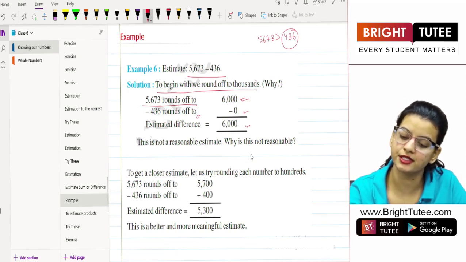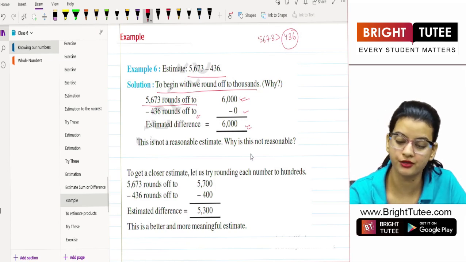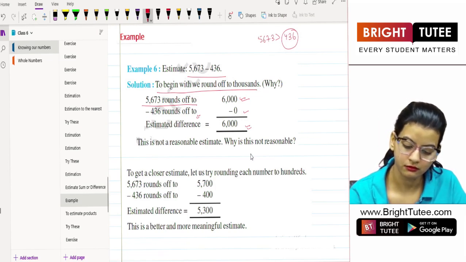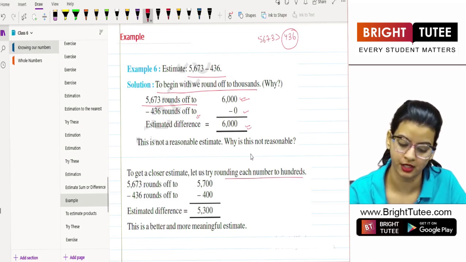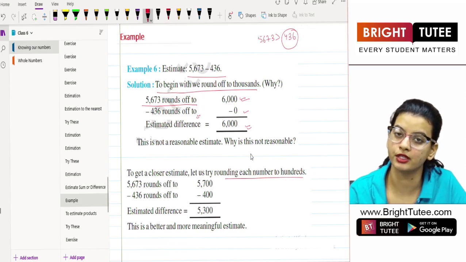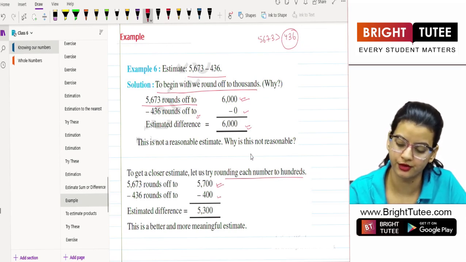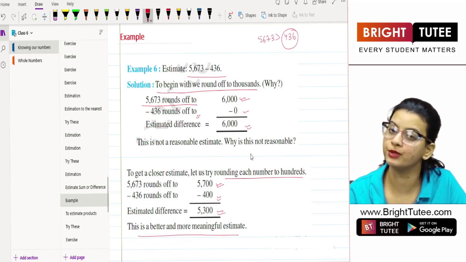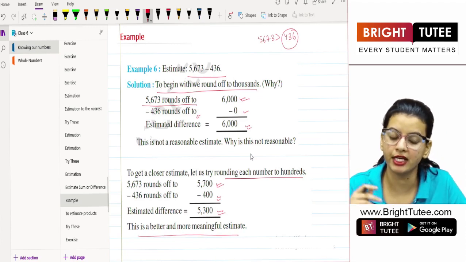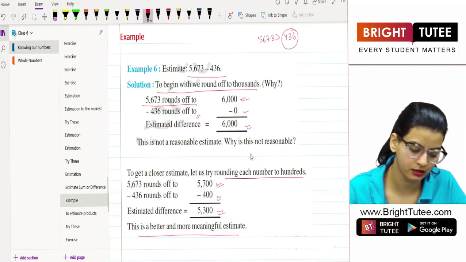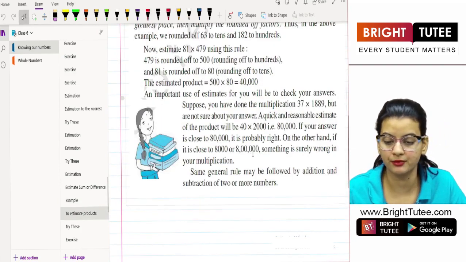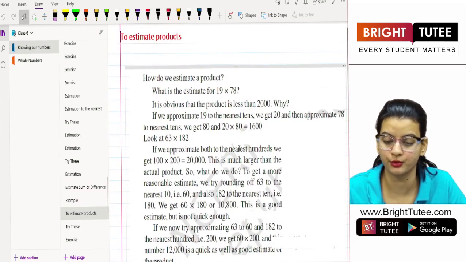So the estimated difference is 6,000, which makes no sense, and this is not a reasonable estimate. So let's get a closer estimate by rounding it off to the nearest hundreds. 5,673 rounded off to the nearest 100 will give me 5,700, and 436 rounded off to the nearest 100 will give me 400. So 5,700 minus 400 will give me 5,300, and this is a better and more meaningful estimate. So we have to be very careful in choosing to which nearest number we round the numbers off.